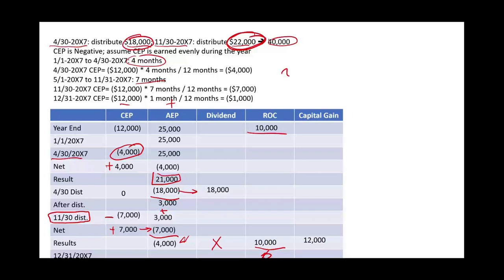Now then by December, we have an additional CEP of negative 1,000. Maybe you cannot see it, but at the end, negative 1,000. And what's that going to do? That's going to be closed to AEP, and AEP at the end of the year will be negative 5,000, because negative CEP is transferred at the end of the year to AEP. AEP is already negative. It's going to be negative AEP of 5,000.